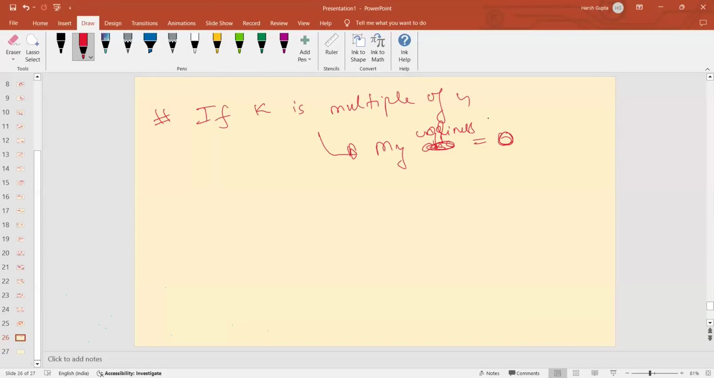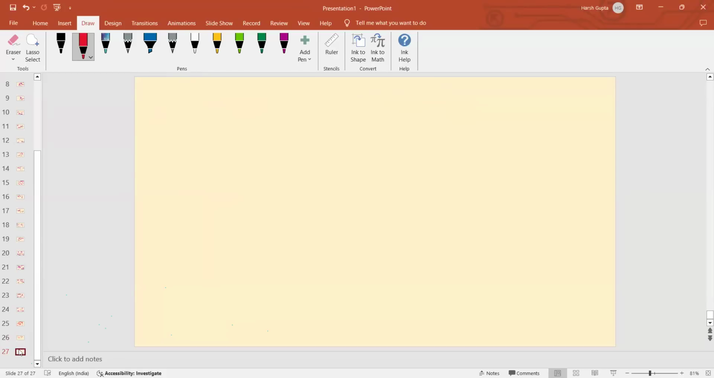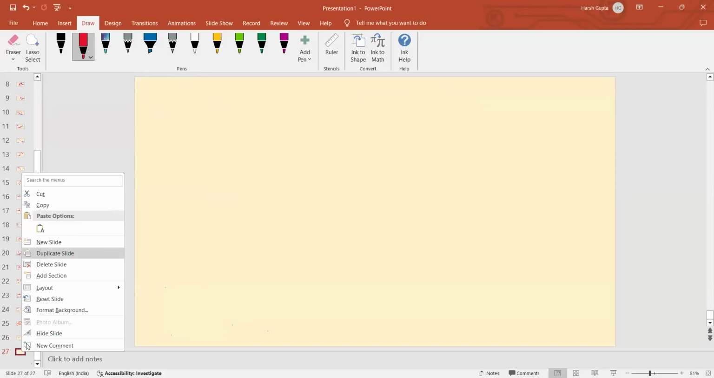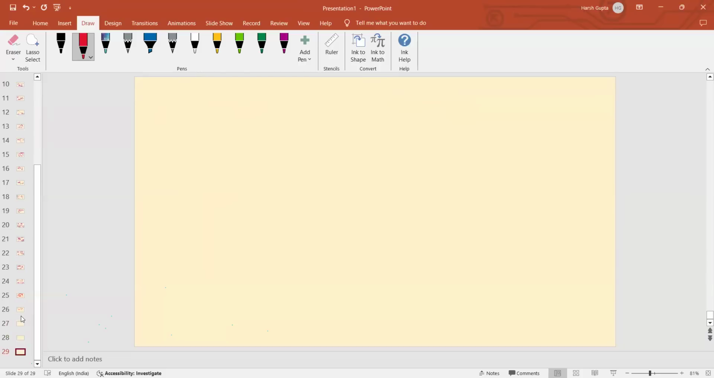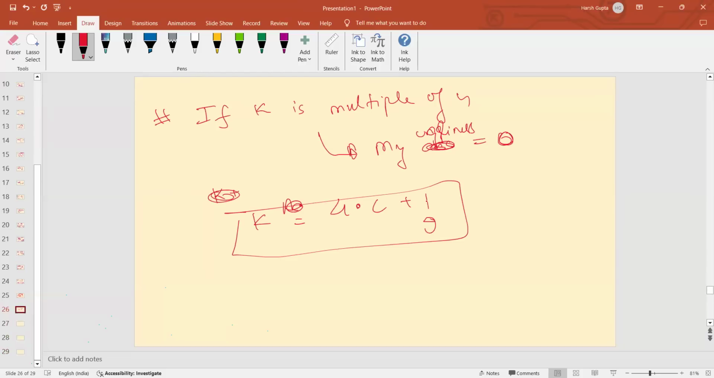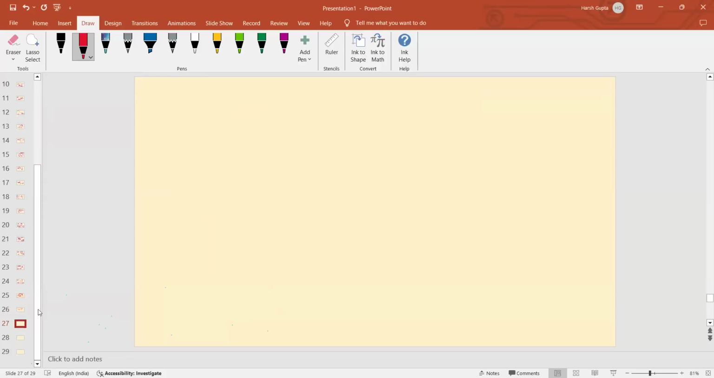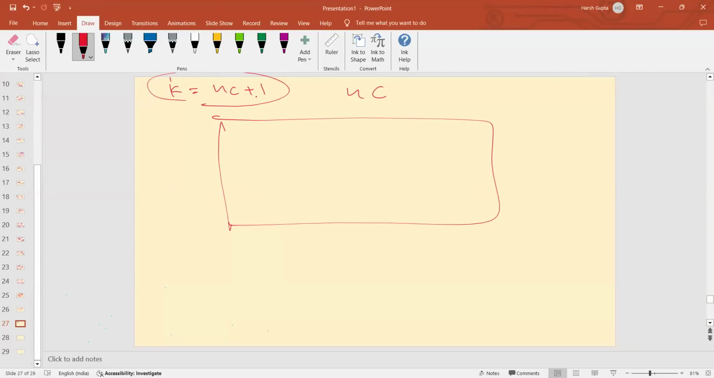Now, what if it is not a multiple of 4? What if it is of the form, let's suppose, 4c plus 1? If k is of this form, then on dividing by 4, it gives remainder 1. Give me a minute. So if this is the case, I can always fill a grid till 4c.